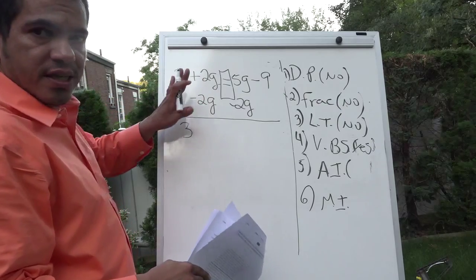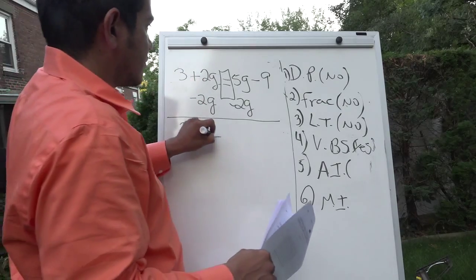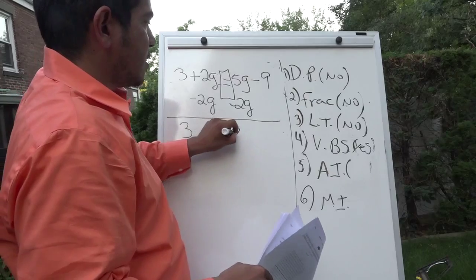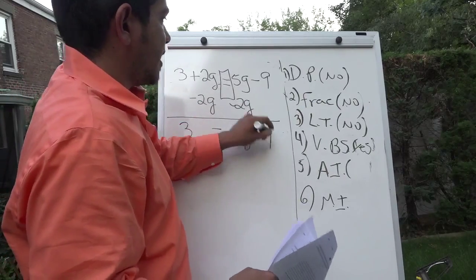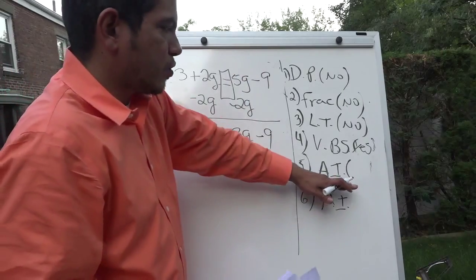2g minus 2g is 0, so that's it, it's over. 5g minus 2g is 3g minus 9. Okay, let us go on to the next rule.